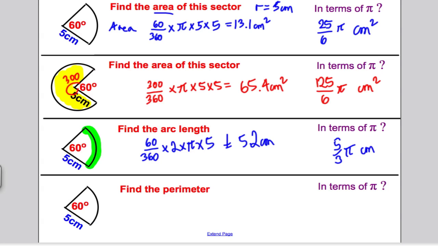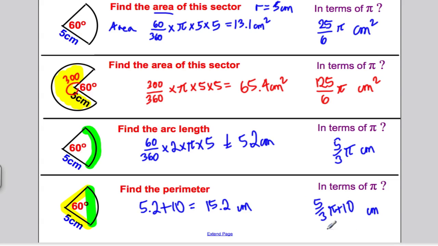Okay, and find the perimeter. Well, the perimeter is almost the exact same shape, so we need that curved distance, but also don't forget to add in the radius once and the radius again, twice. So it would just be the answer above, which is 5.2 plus 10, which would give me 15.2 centimeters. Or we would get 5/3 pi plus 10 centimeters. Unlikely they would ask it in this form here. More likely they would ask it in that type of form there.